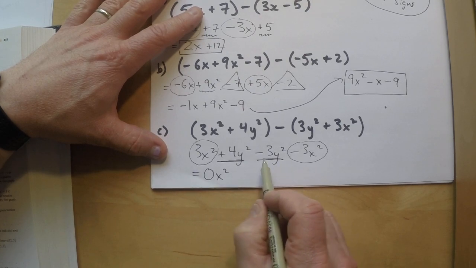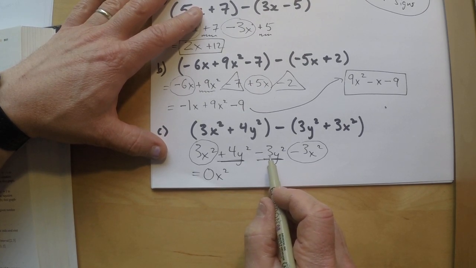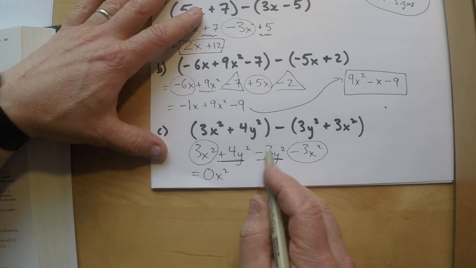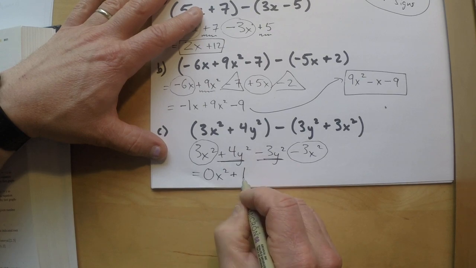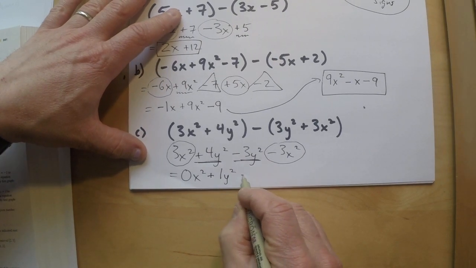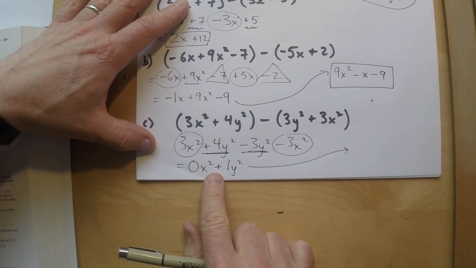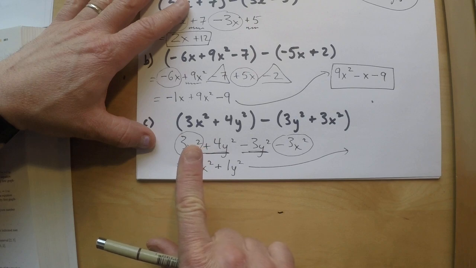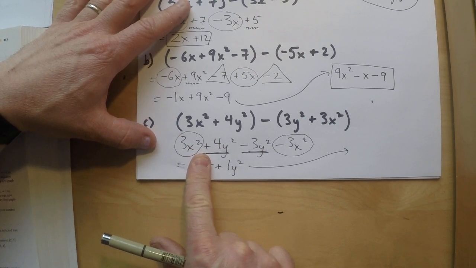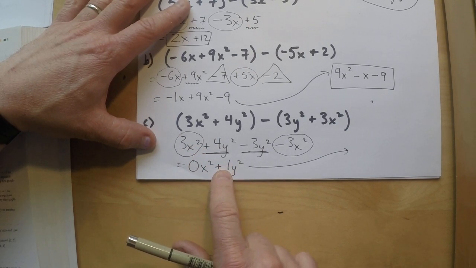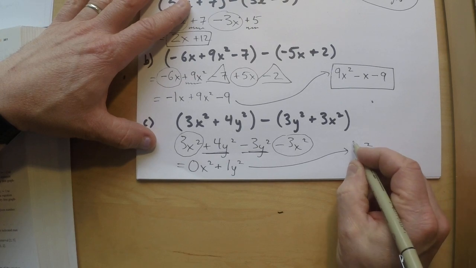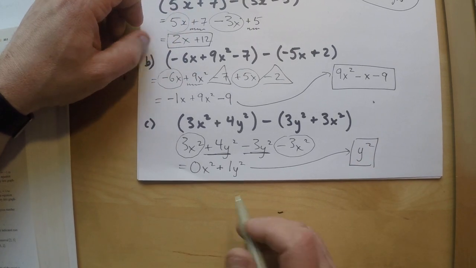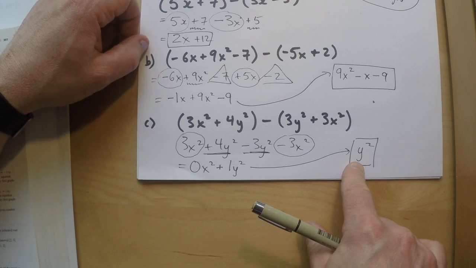4y squared, take away 3y squared. 4 take away 3 is positive 1. Positive 1y squared. How do you think the book could write this? If you have 0 x squareds, you don't even have to write that. And plus 1, you don't have to write that either. The answer would just be y squared. But this is good too. This is just more convenient.